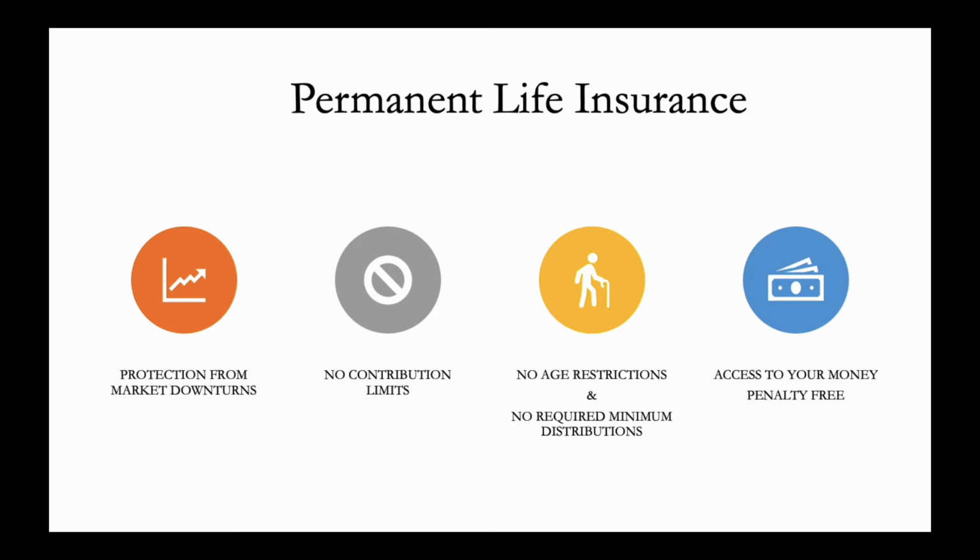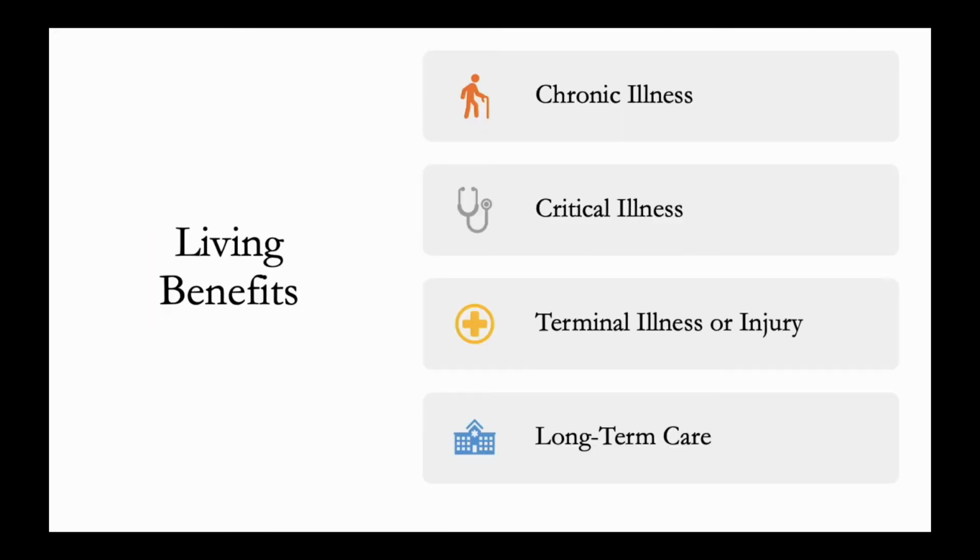Permanent life insurance gives you protection from stock market crashes or downturns. There are no contribution limits, no age restrictions, no RMDs, and you have easy penalty-free access to your money. Most modern life insurance policies include living benefits, where you have access to the death benefit tax-free while you're alive if you are diagnosed as chronically, critically, or terminally ill. It allows the death benefit to be distributed before death to pay for qualified medical expenses and long-term care. These are generally known as accelerated death benefits.